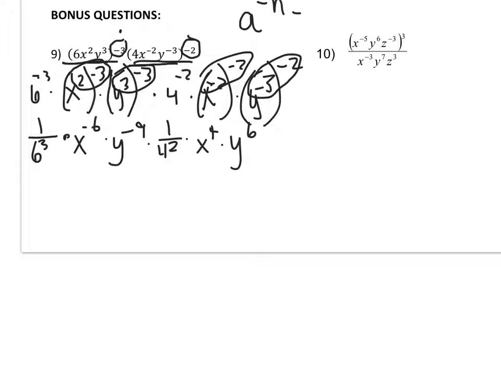6 to the third power doesn't mean 6 times 3 or 18, it means 6 times 6 times 6. So 1 over 6 to the third power is the same as 1 over 216. 6 times 6 times 6 is 216. And 1 over 4 squared is the same as 1 over 16.